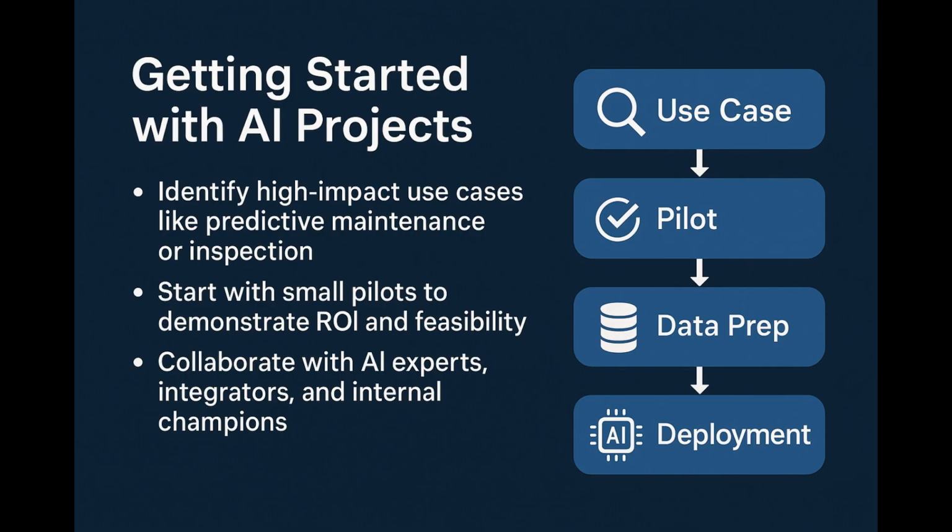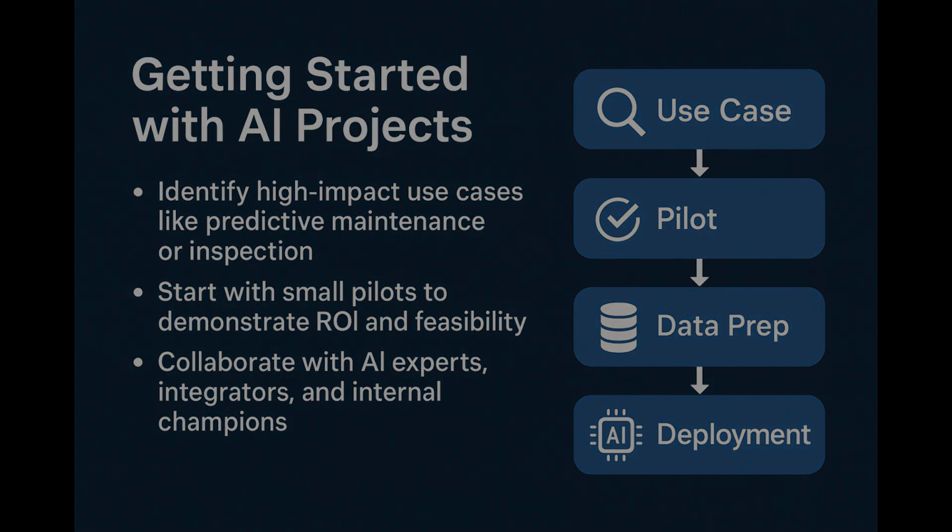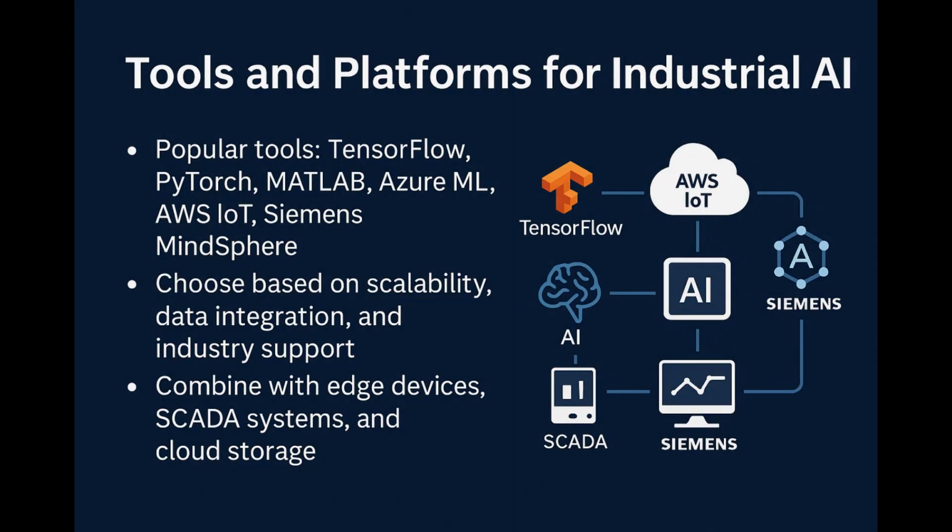To implement AI effectively in an industrial setting, you need the right tools and platforms, ones that are scalable, compatible, and tailored for your operations. On the development side, frameworks like TensorFlow and PyTorch are widely used for building machine learning and deep learning models. If you're looking for more engineering-focused platforms, MATLAB is a strong choice, especially for signal processing, simulations, and control integration.